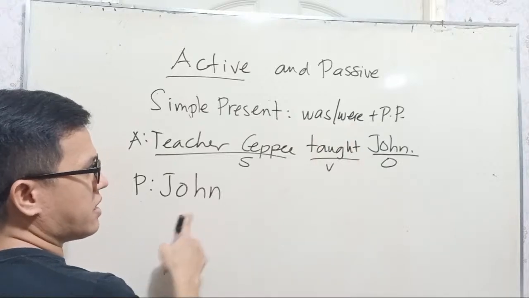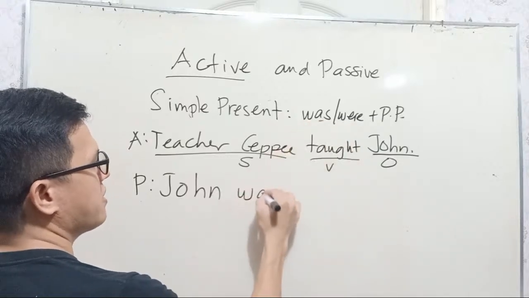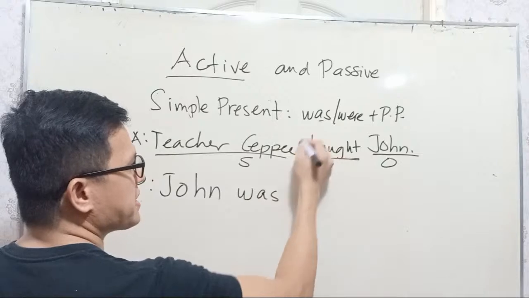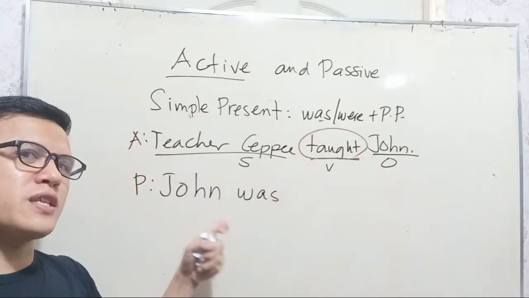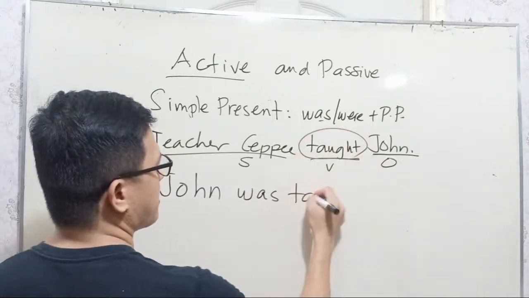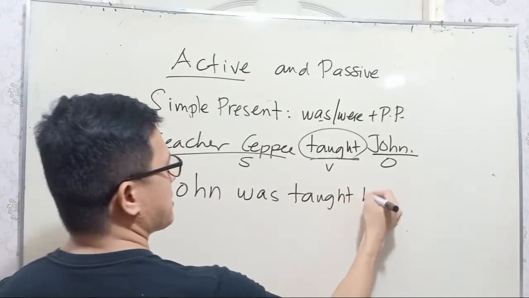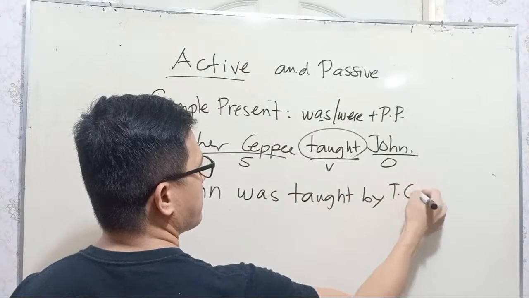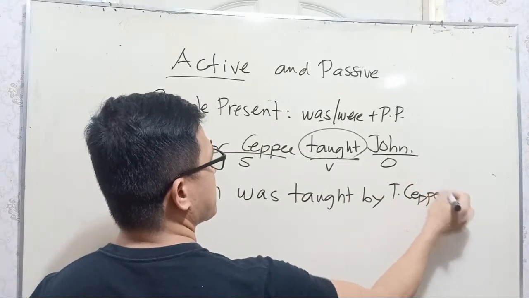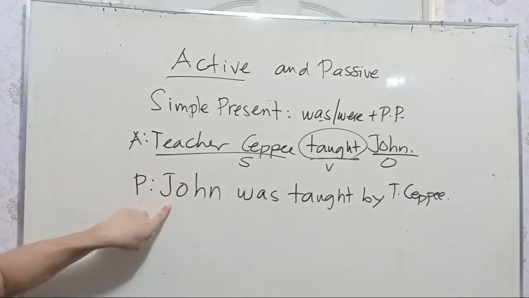But since John is singular, we have to use was. So John was, and then the past participle of teach: teach, taught, taught. So still taught. John was taught by Teacher Seppi. There you go. That's how we change this active sentence into this passive sentence.